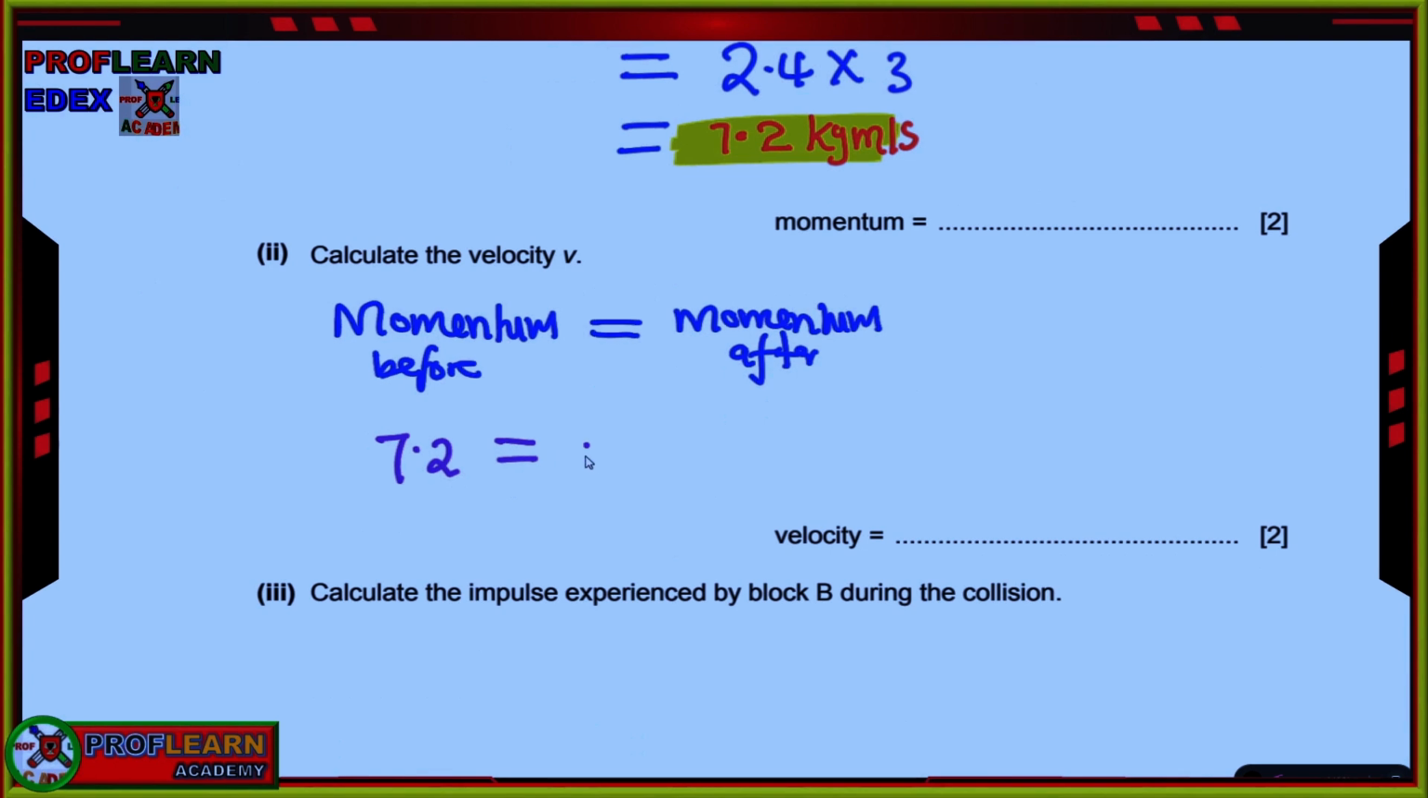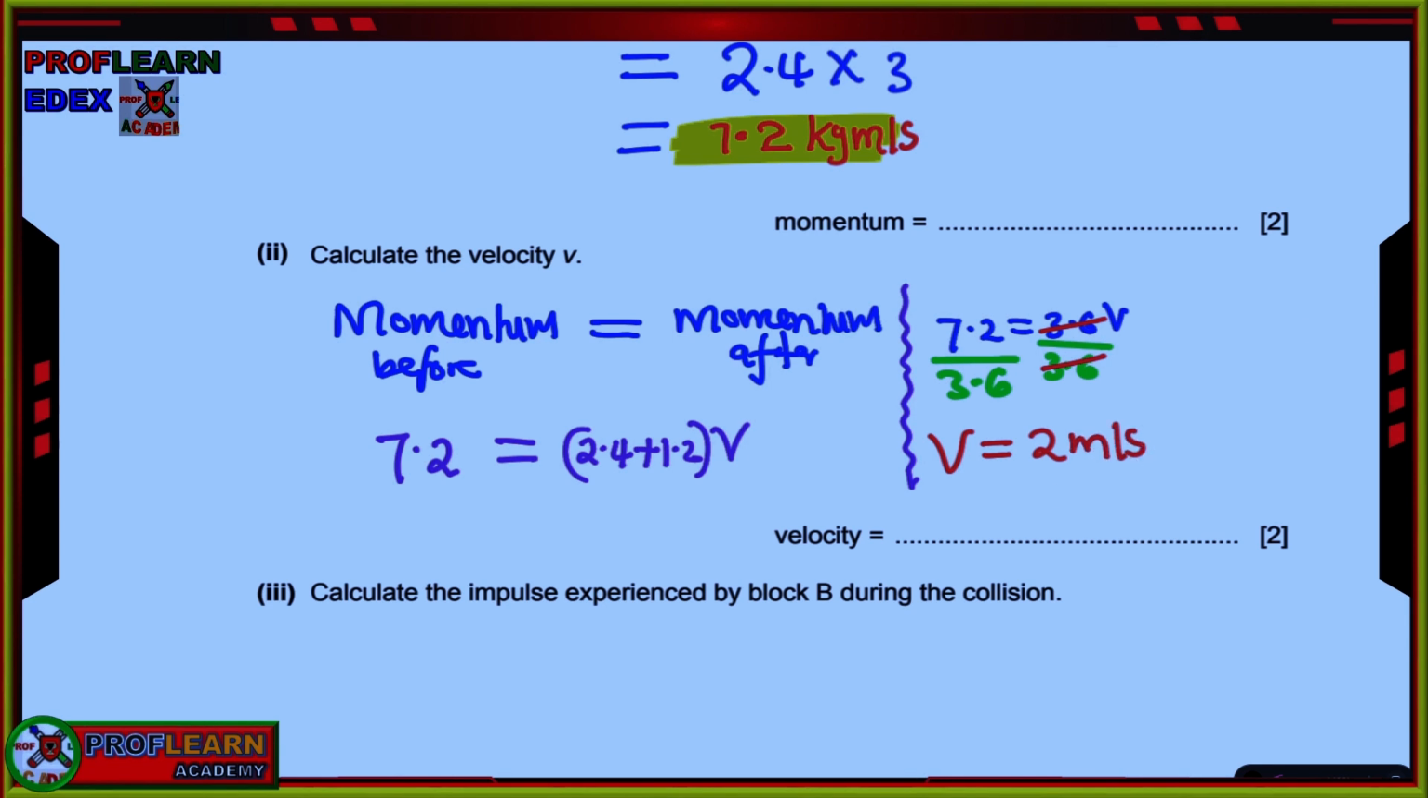And then the two masses are going to combine, times the velocity that they will move together. I'm adding the masses of the two bodies together because they are going to move with a common velocity. So they are going to move as one body. So divide by the mass on both sides, and then making V the subject of the formula, our V becomes 2 meters per second.